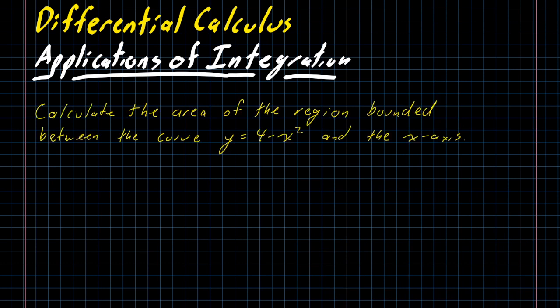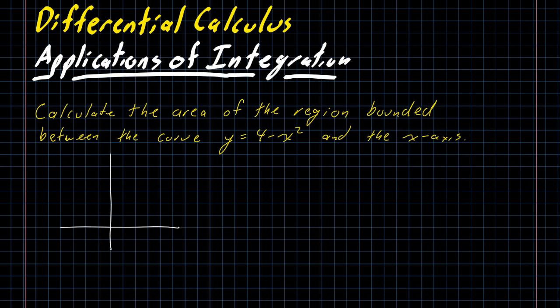The problem asks us to calculate the area of the region bounded between the curve y equals 4 minus x squared and the x-axis. In order to calculate this region, we're going to start off by graphing it. You could, of course, use Desmos or something like that to sketch the graph of the function if you so desire, but this one is fairly straightforward.